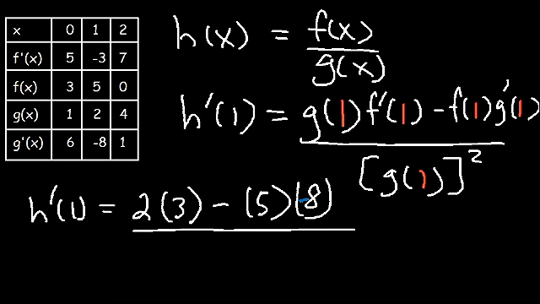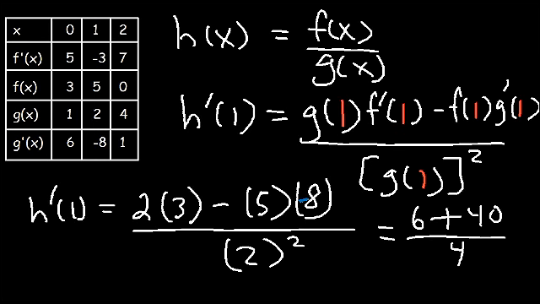Now what about g of 1? So we said that g of 1 is 2. So on the bottom we're going to have 2 squared. So 2 times -3 is -6. -5 times -8, that's +40. 2 squared is 4. So our answer is 34 divided by 4, which if we divide the top and bottom by 2, this reduces to 17 over 2.